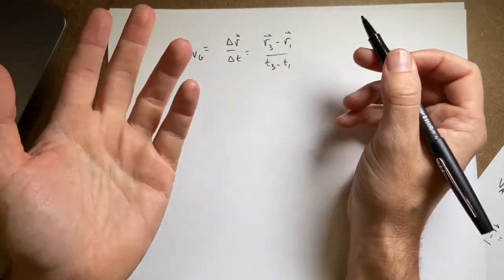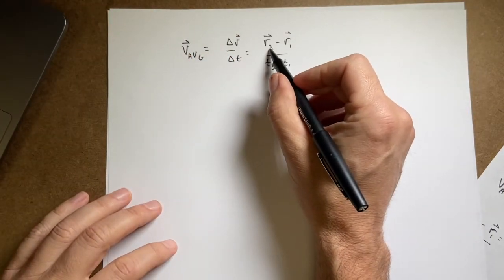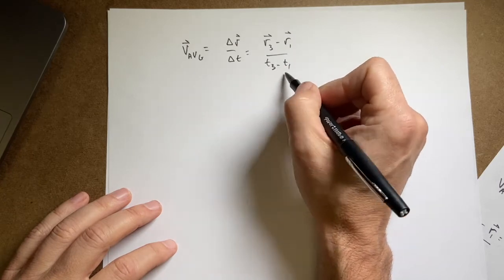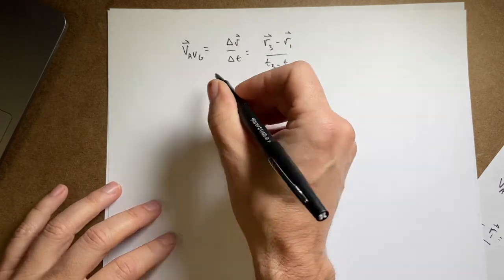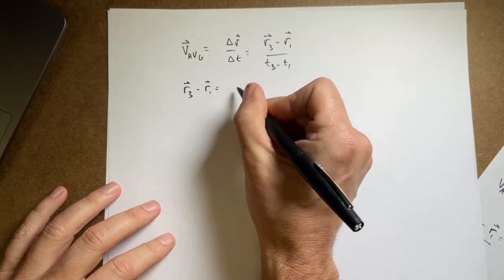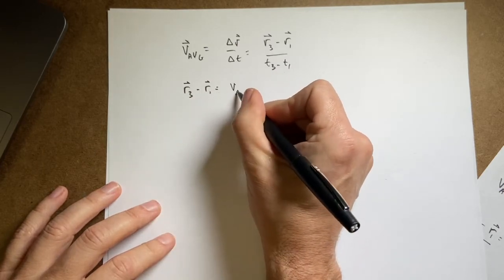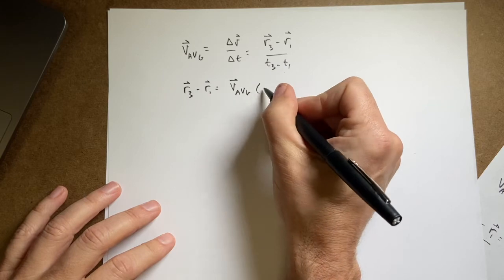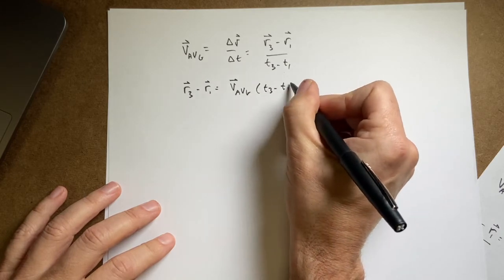So you could say that, and that's fine. So now I want to solve for R3. I'm going to multiply both sides of the equation by t3 minus t1, and I get R3 minus R1 equals v average, the vector, times t3 minus t1.